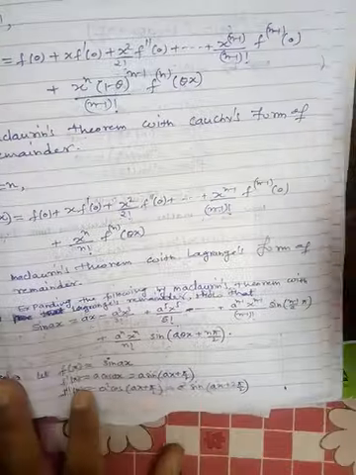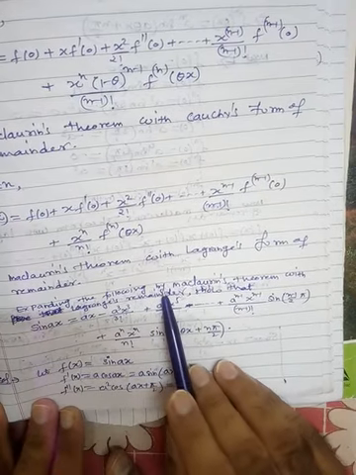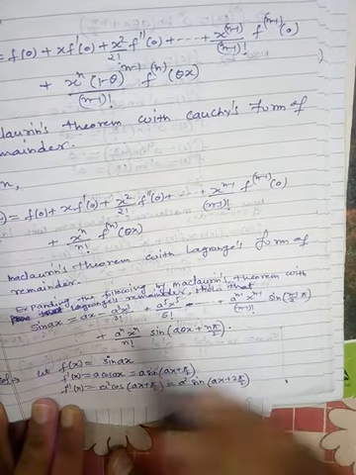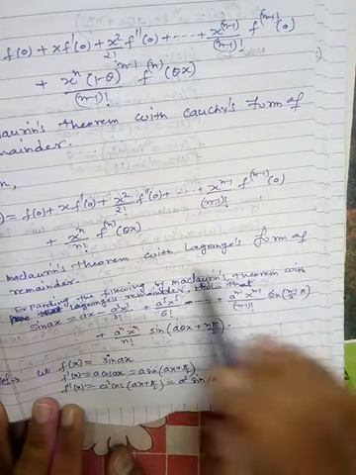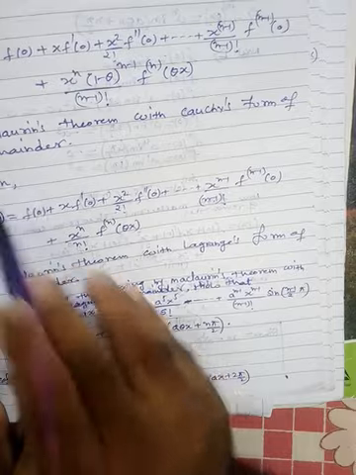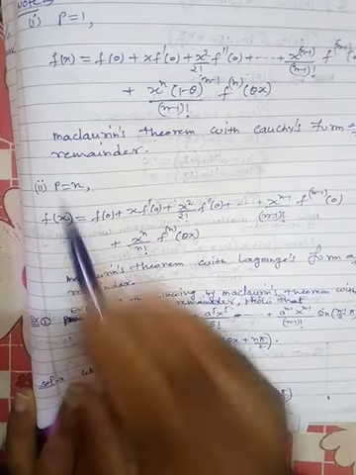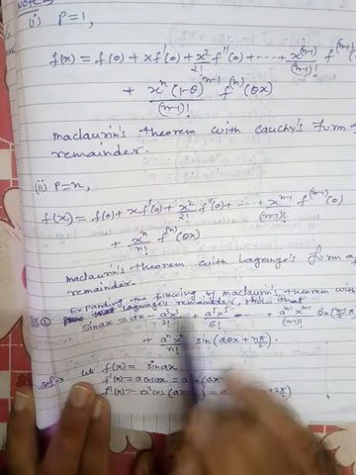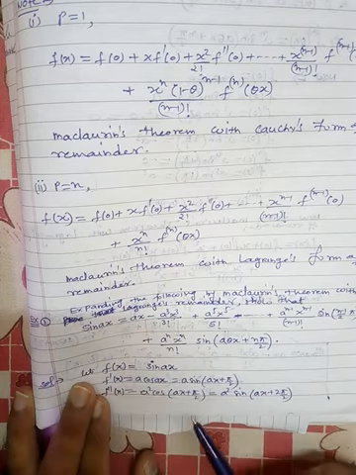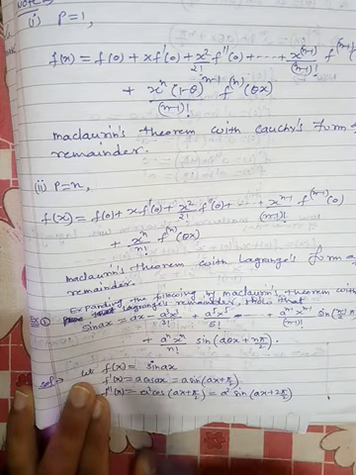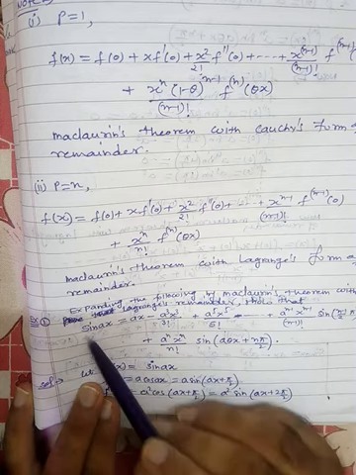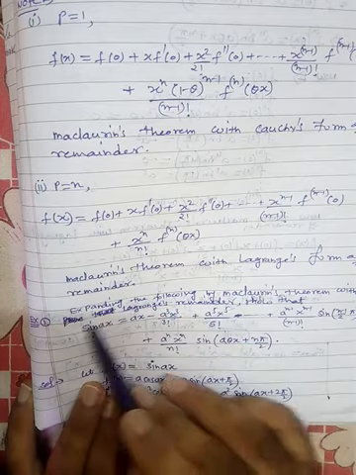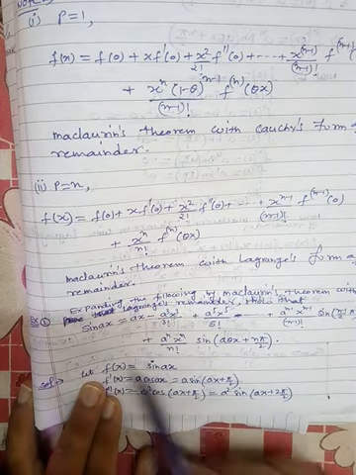Now take one example on Mclaren's theorem. Expanding the following by Mclaren's theorem with Lagrange's remainder. That means we are considering Lagrange's form of remainder. So p should be n, because we are considering Lagrange's. And the expansion is this. So our function is basically sin ax. We have to expand sin ax, so we get this.